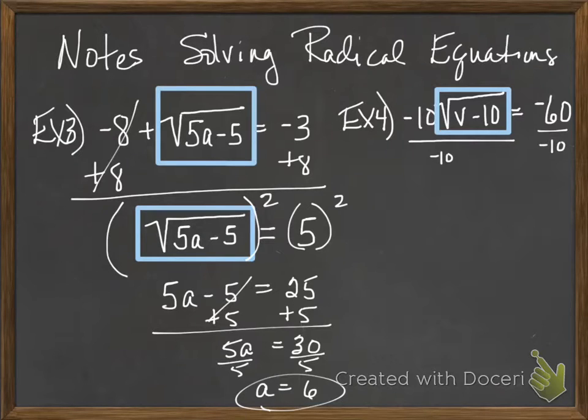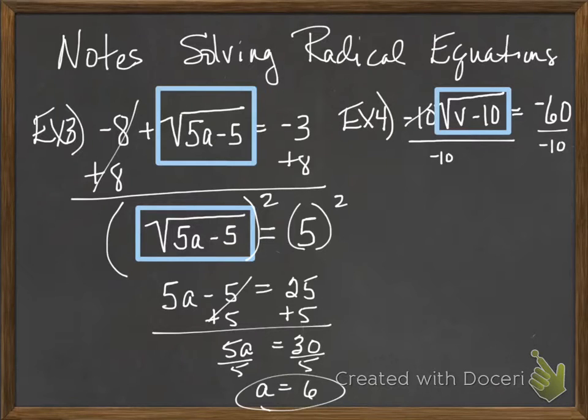Division is the opposite of multiplication. So if we're multiplying by negative 10, we've got to divide by negative 10. If we're adding 10, then we've got to subtract 10. If we're subtracting 10, then we've got to add 10. We've got to do the opposites.